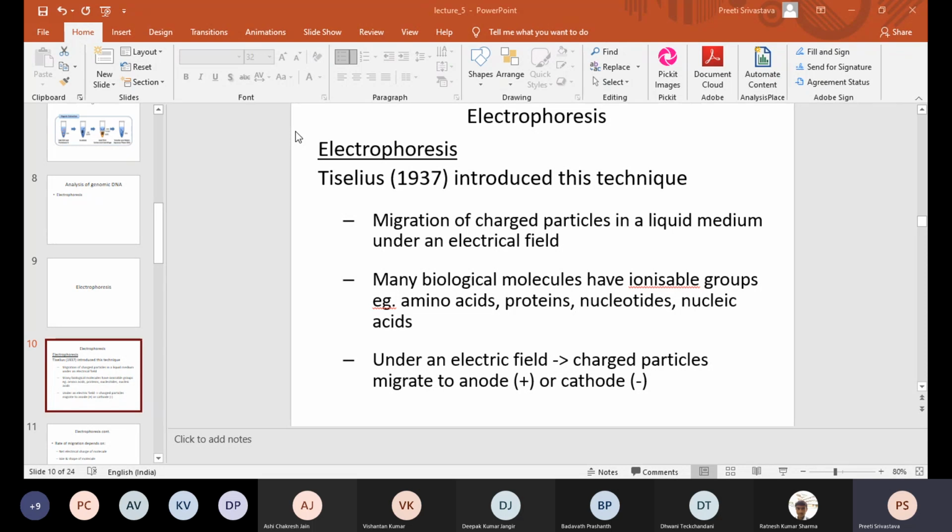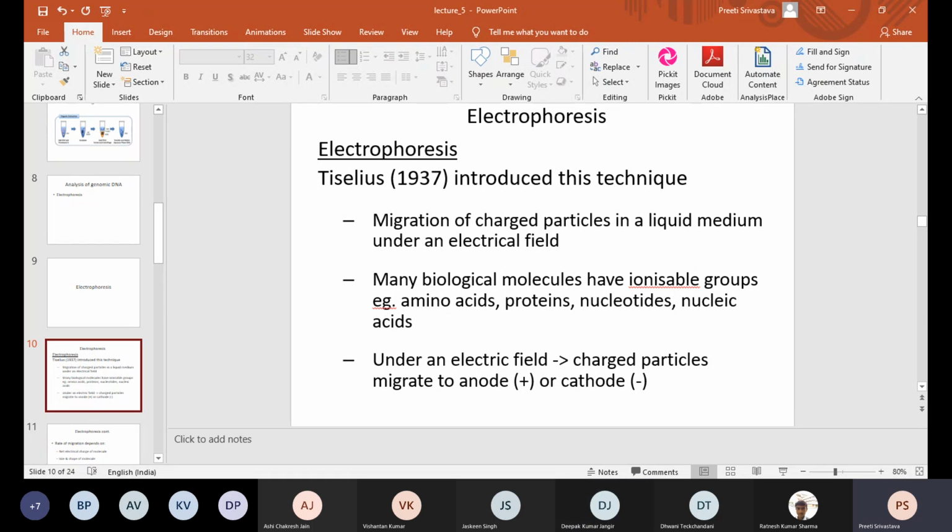It will migrate to anode because it's negatively charged. Right. What about others? Deepak? Ayush? Go towards the anode because DNA is negatively charged and anode is positively charged, so they will attract each other. Okay, very good.